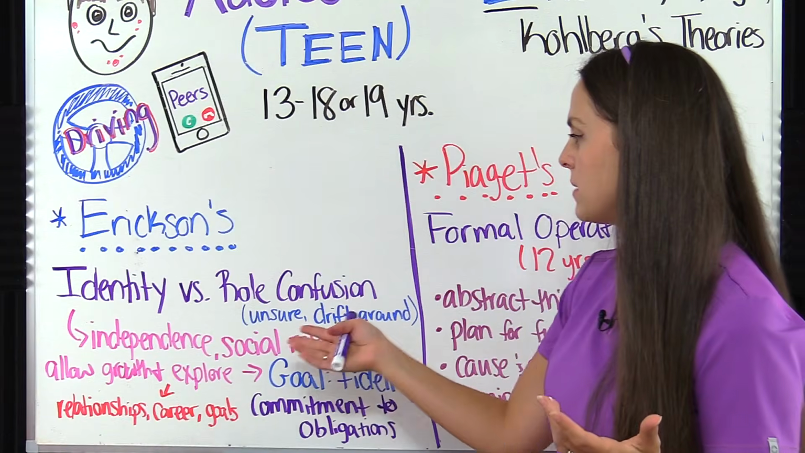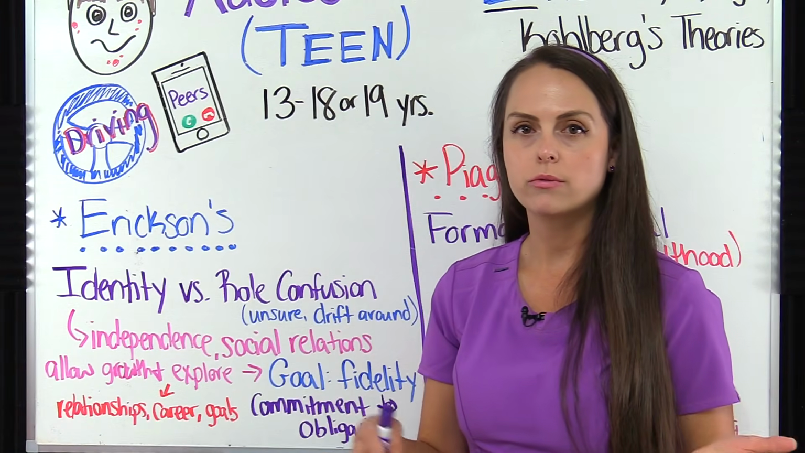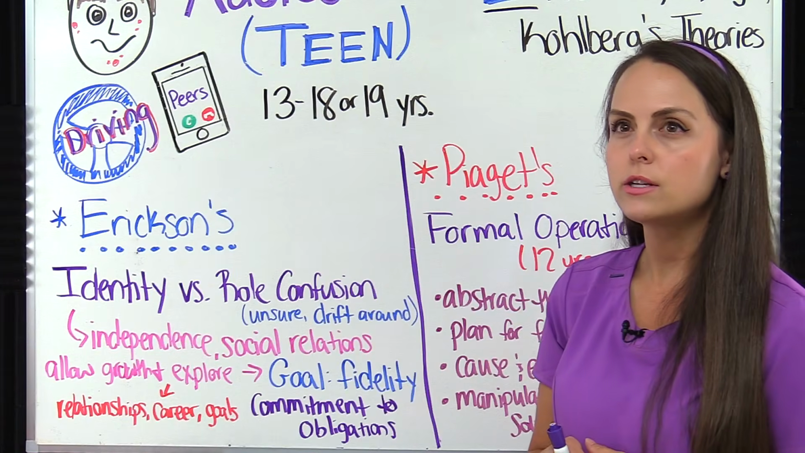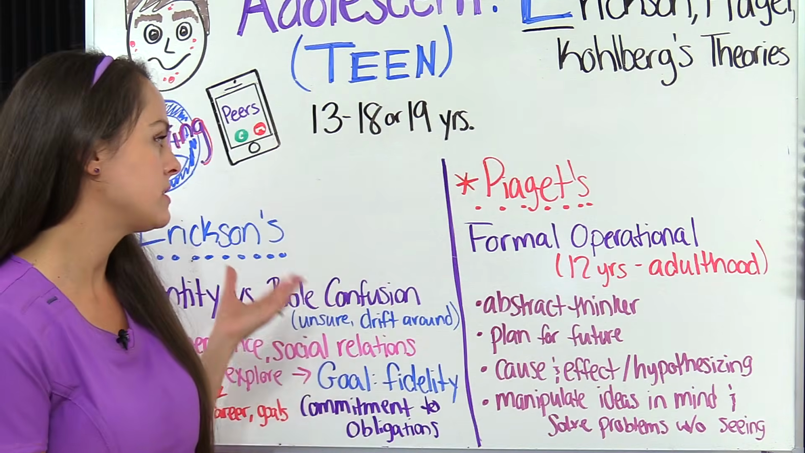So what can happen is they become unsure of themselves and they sort of just drift around in their educational, career, and relationship pursuits and really can't settle on anything because they really don't have an identity. Then next, we have Piaget's theory on cognitive development.